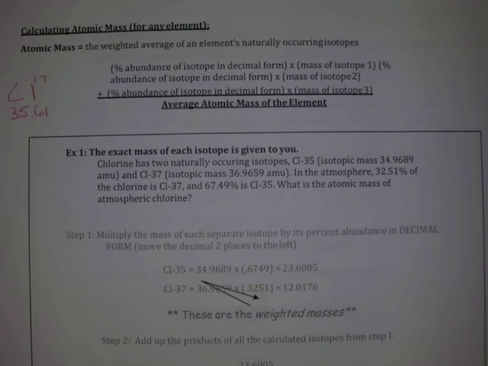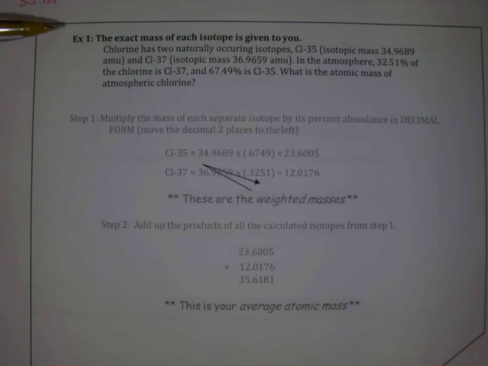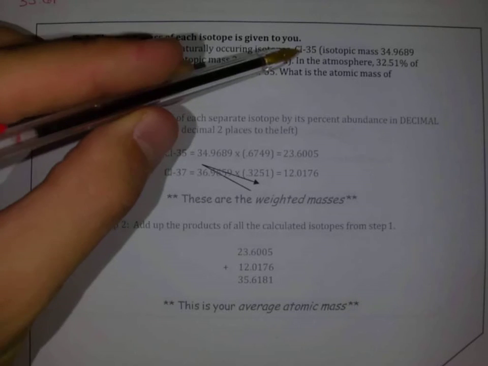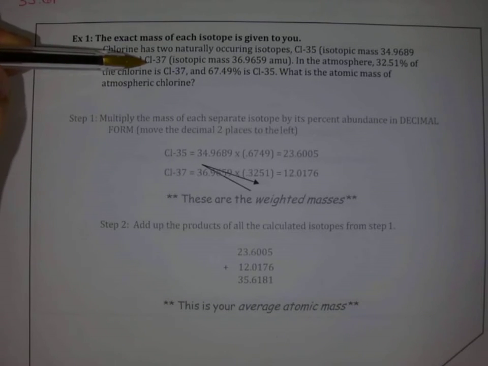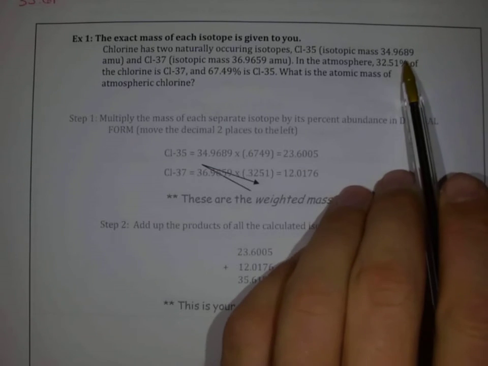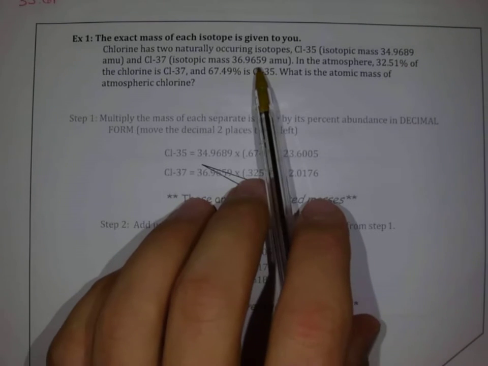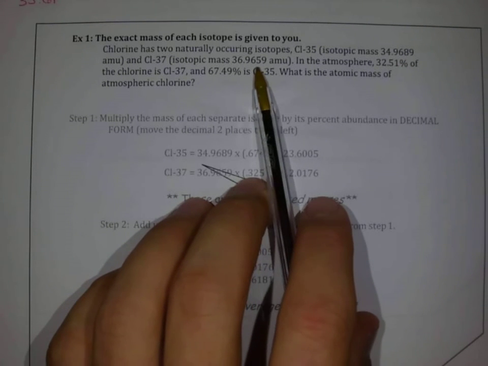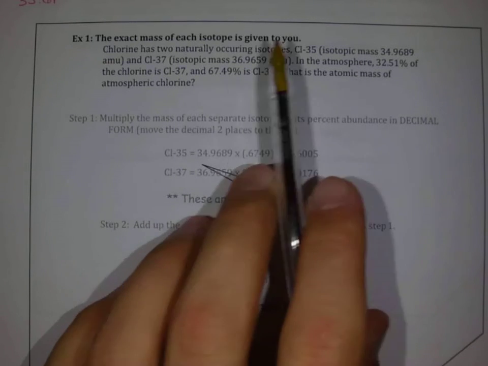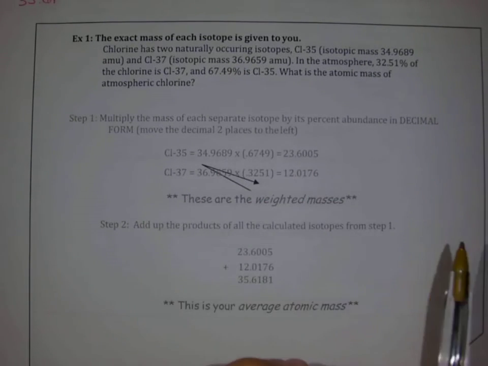So let's go through this example. Our example here is chlorine. Chlorine has two naturally occurring isotopes. One of them is chlorine 35, the other is chlorine 37. The exact isotopic mass of chlorine 35 is 34.9689, okay? The exact isotopic mass of chlorine 37 is 36.9659, okay? These are our exact masses, so we're going to need those, and then we need our percentages, okay?